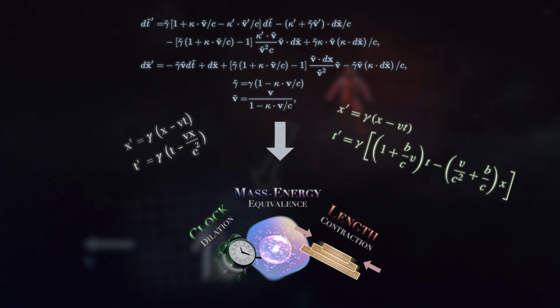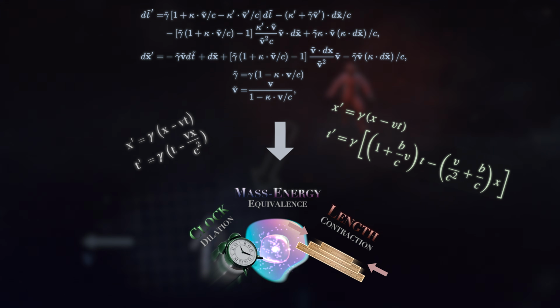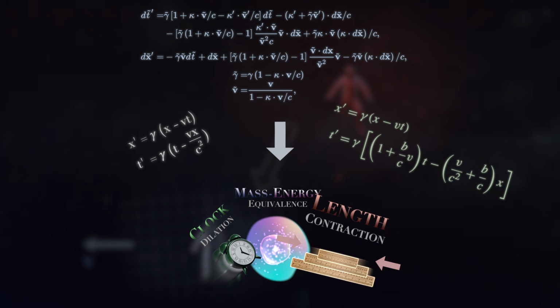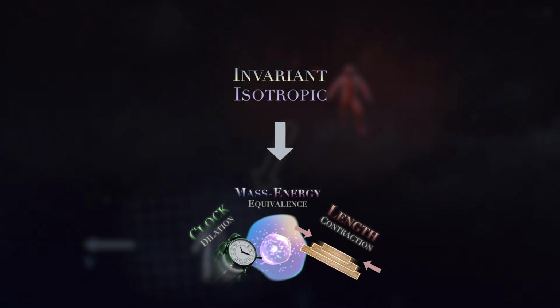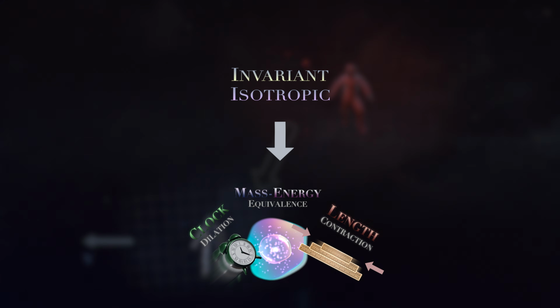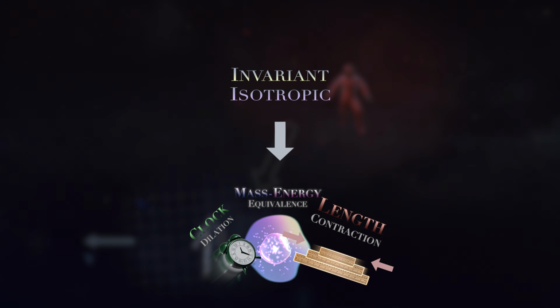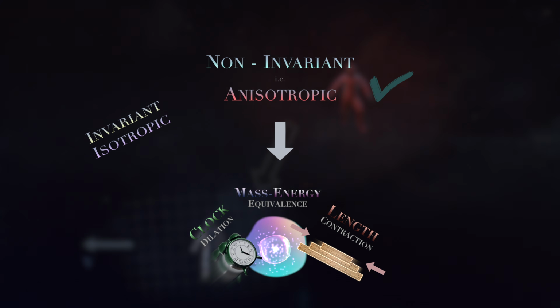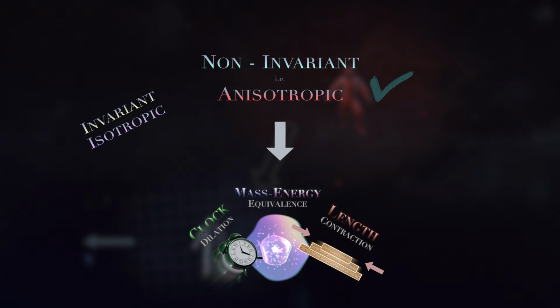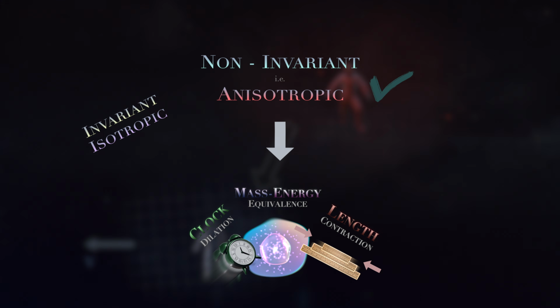Put another way, special relativity asserts that all relativistic phenomena are a direct consequence of invariant isotropic light. But since each and every anisotropic theory also predicts these exact same phenomena, it would be just as valid to assert that they are a consequence of non-invariant or anisotropic light, as it would be to assert that they are a consequence of invariant light.